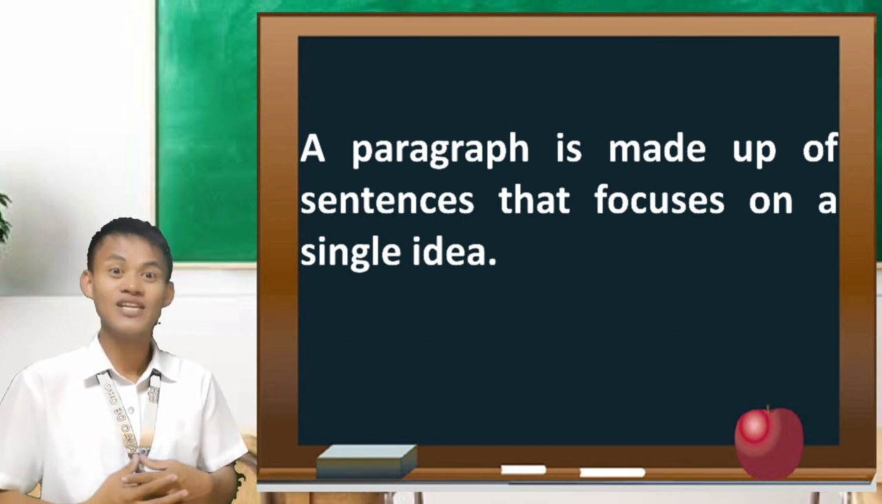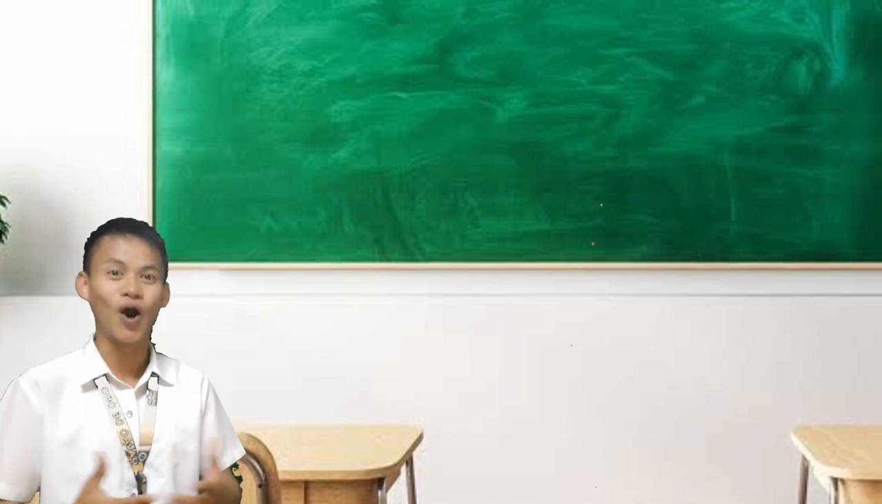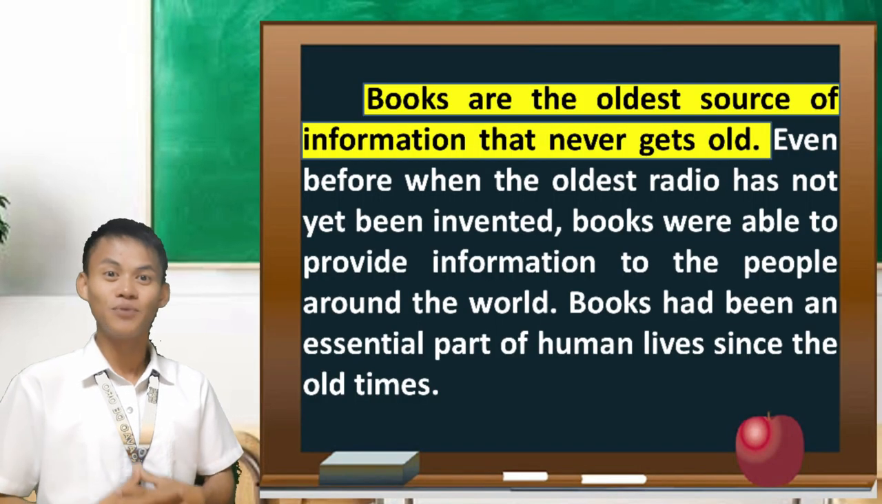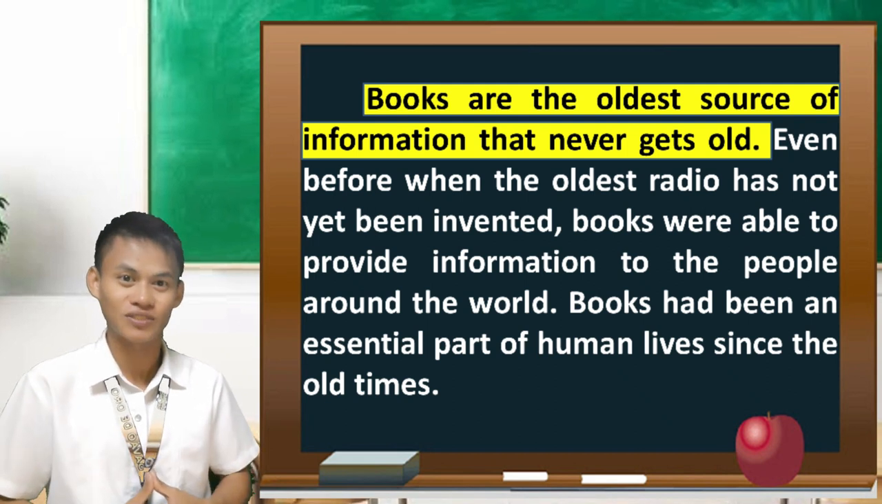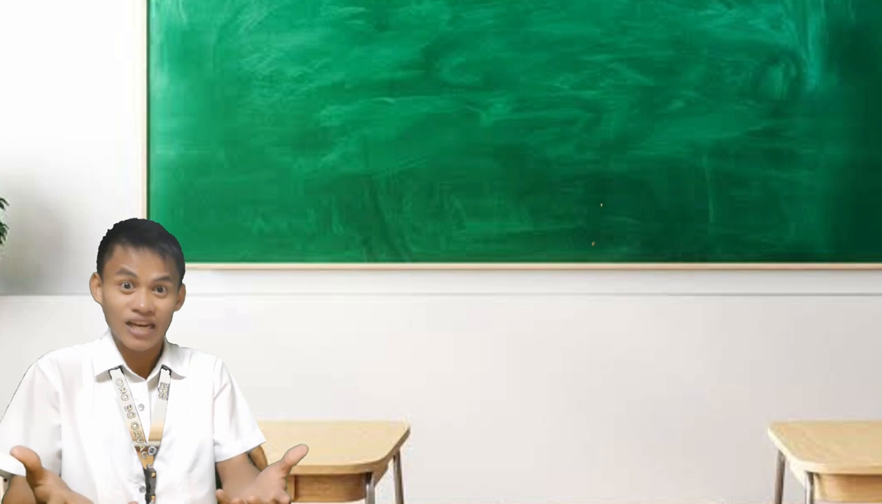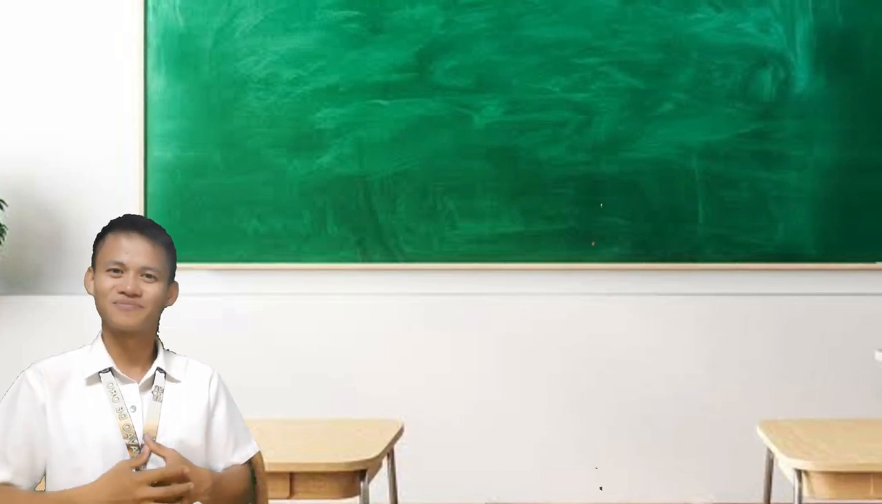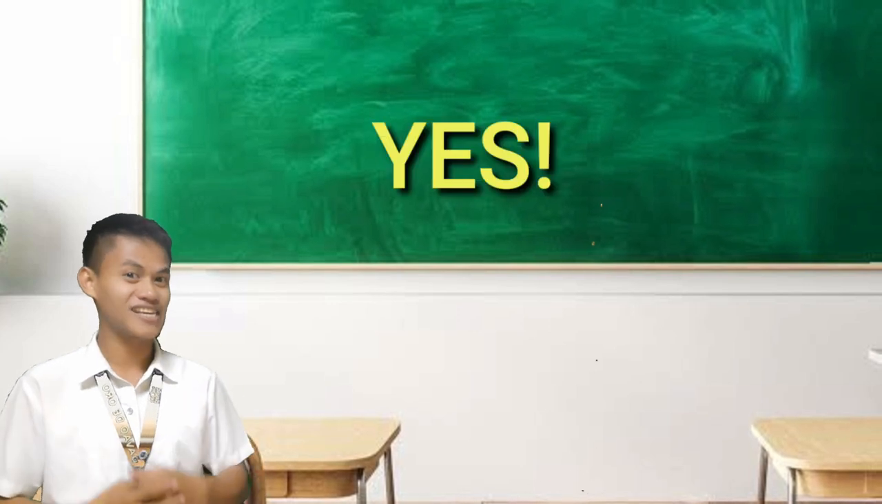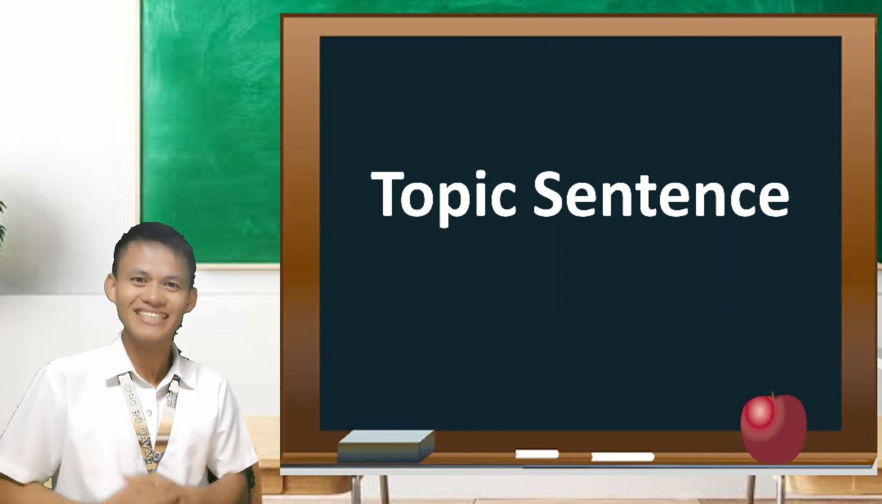Let us read again the first line of the paragraph in page number 6, all together. Books are the oldest source of information that never gets old. Did it tell you what the paragraph will be about? Yes or no? If you answered yes, you are right. This is the topic sentence.